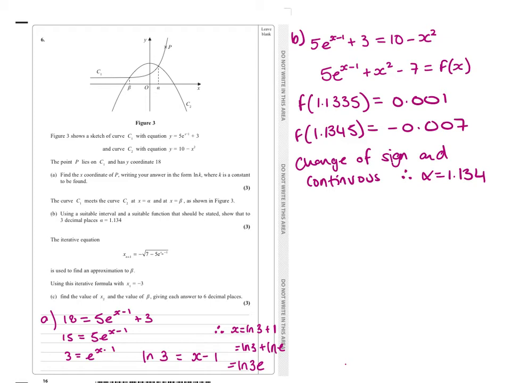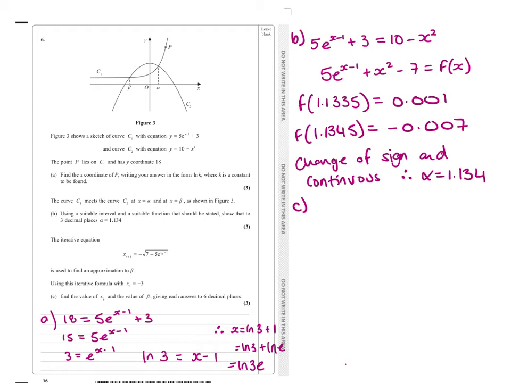Then part C says using a suitable interval and suitable function that should be stated, show that the iterative equation x n plus 1 equals minus the square root of 7 minus 5e to the xn minus 1 is used to find an approximation to beta. Using the iterative formula with x1 equals minus 3, find the value of x2, and find the value of beta, giving each answer to 6 decimal places.